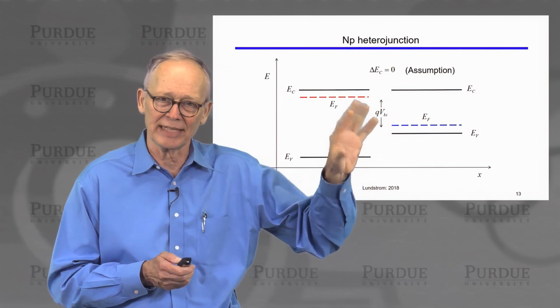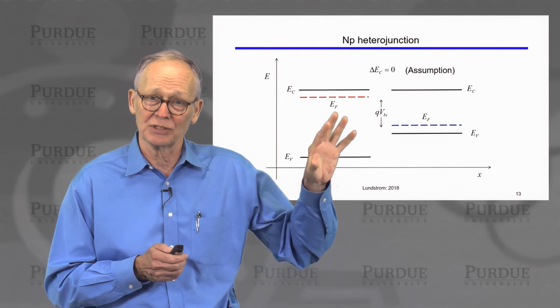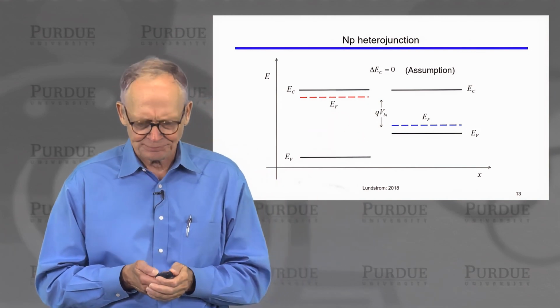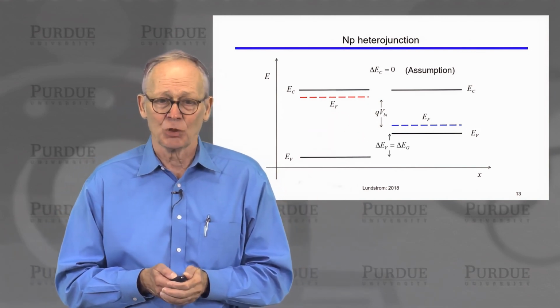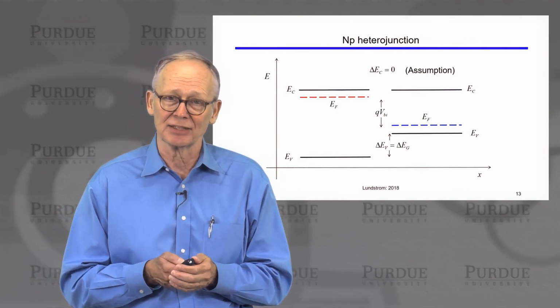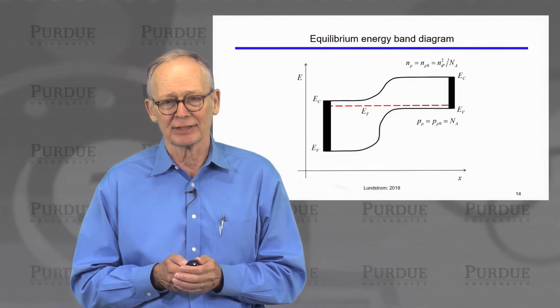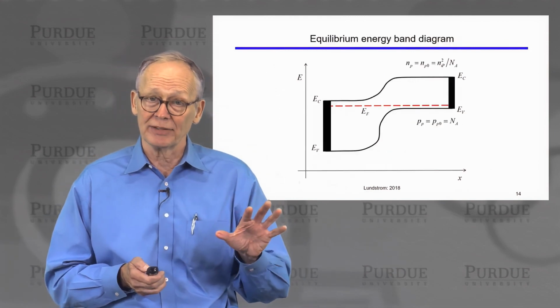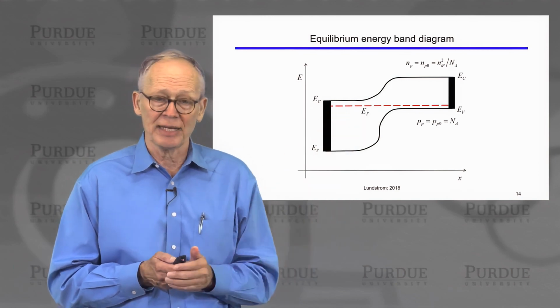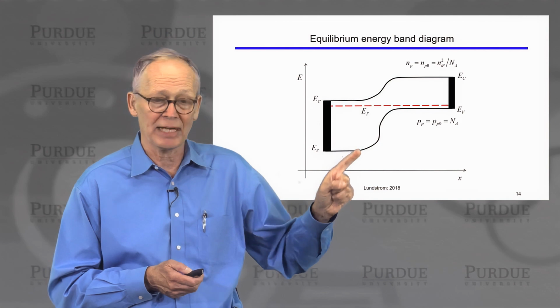This is the case that we would like to achieve, and technologists will work hard to try to achieve conditions that look like that. Okay. So we have a valence band discontinuity in this example, but no discontinuity in the conduction band. We're basically assuming that the electron affinities of the two semiconductors are the same. We put it together then and draw an energy band diagram. We have a small band gap P region. We have a large band gap N region.